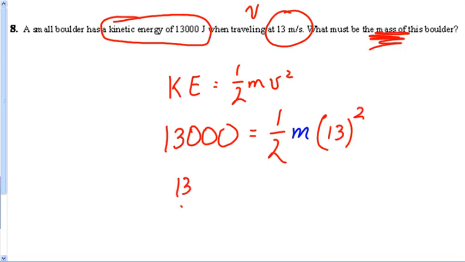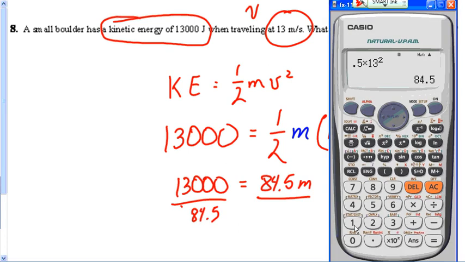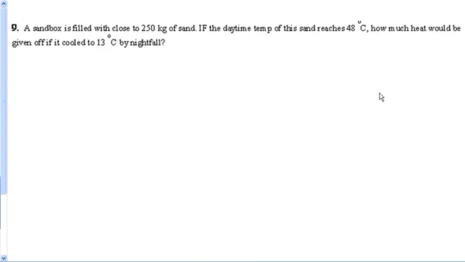So this is 13,000 equals 84.5 m. So now divide both sides by 84.5. So what's 13,000 divided by 84.5? 13,000 divided by 84.5 is equal to 153.8. So I'm just going to write 100. Actually, sig figs would just be 150. So 150 kilograms would be my sig figged up answer to that question. Moving on as fast as we can here.